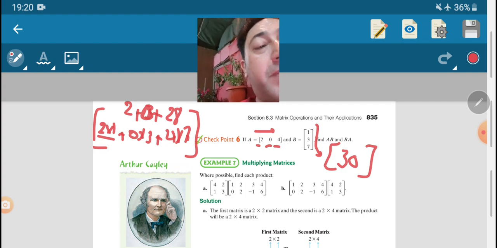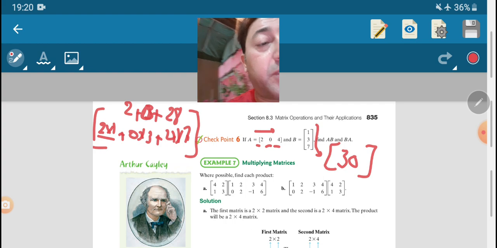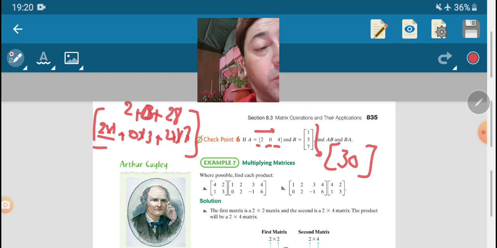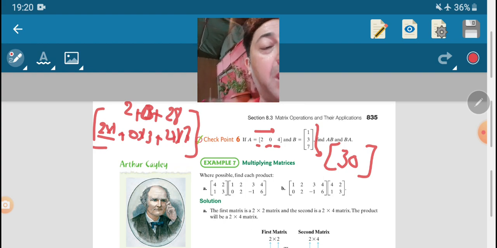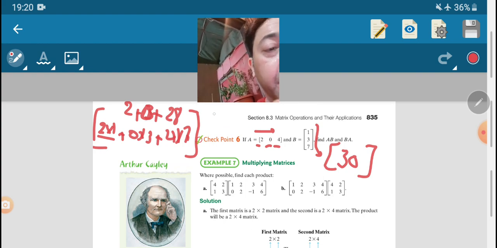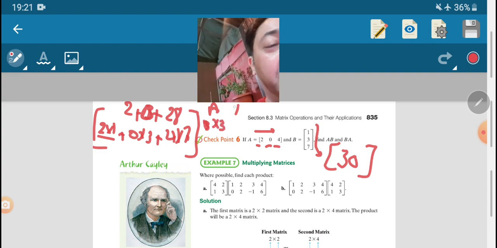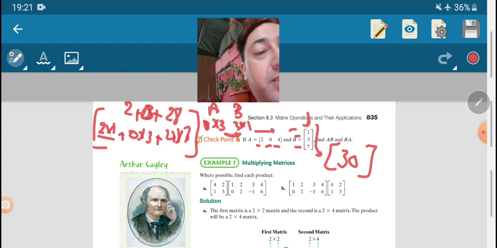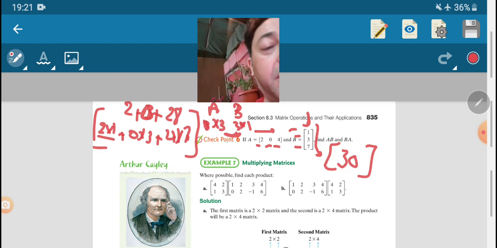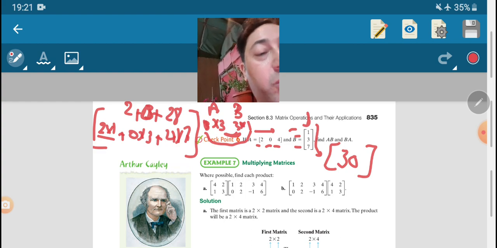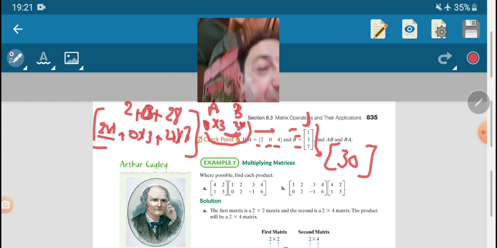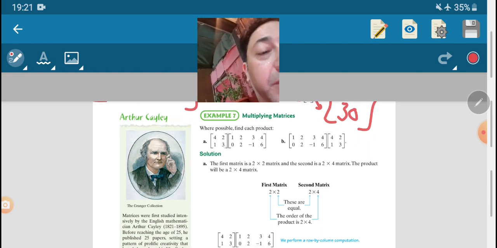The resultant matrix contains one member, which is 1 column and 1 row. Okay, because the first matrix A contains 1 row and 3 columns, but the second matrix contains 3 rows and 1 column. This is evidence for multiplying them well, and this is evidence for the resultant, which contains 1 member, which is 30.